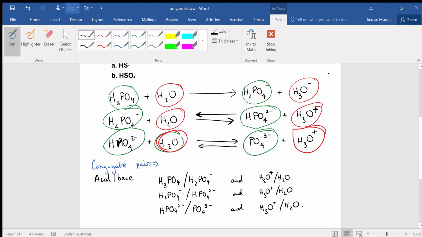So that is about it. These are conjugate pairs. This is the acid, this is the base. Now, this acid, its conjugate base is this species here. For this base, its conjugate acid is that species there.